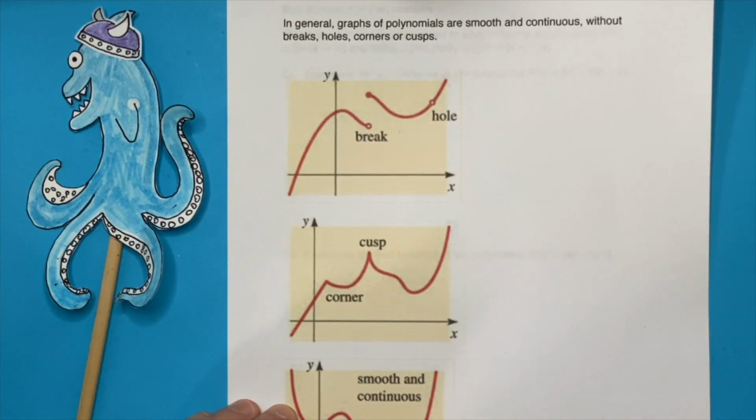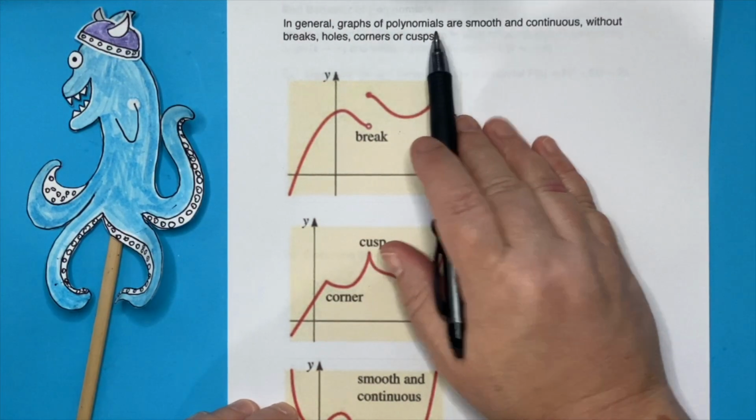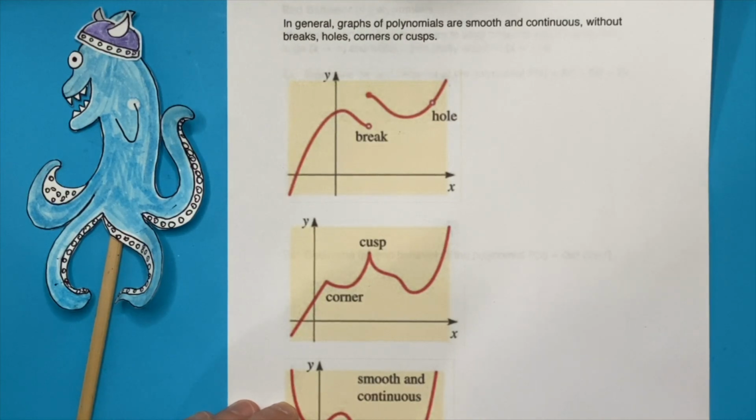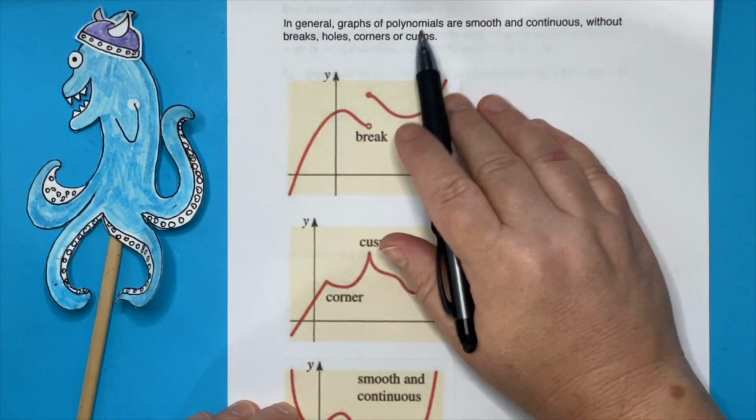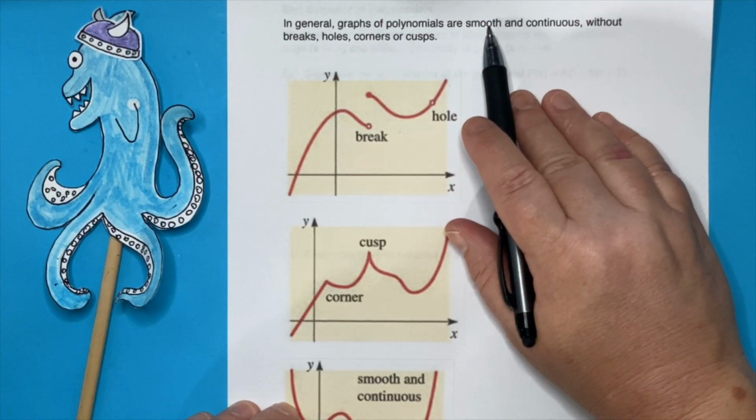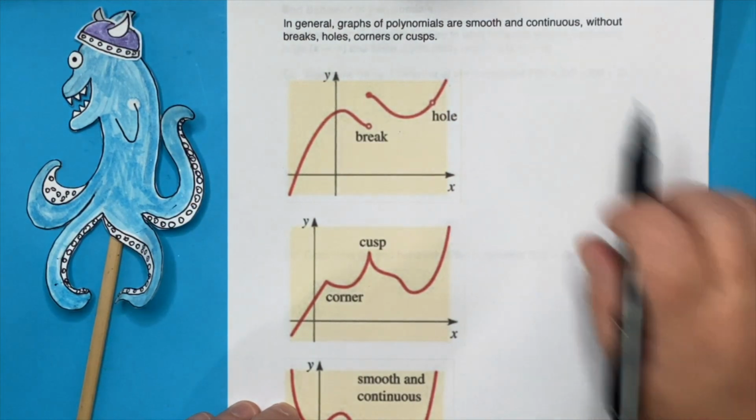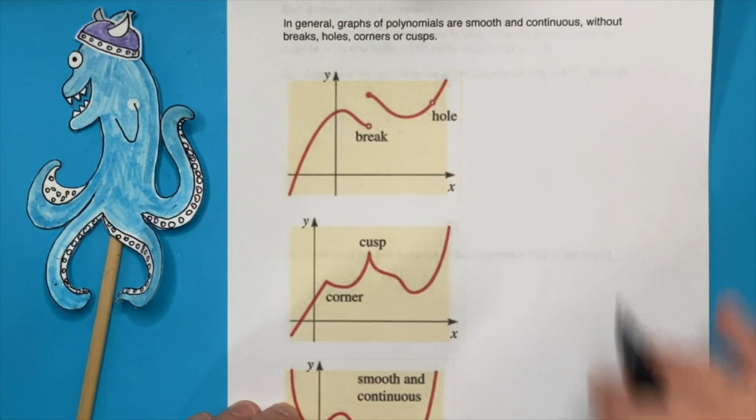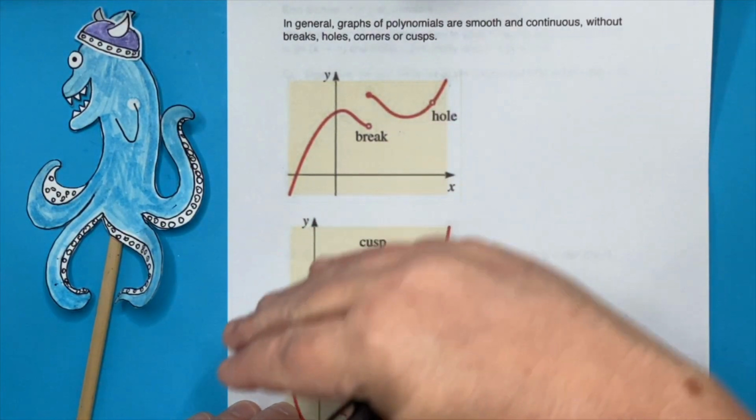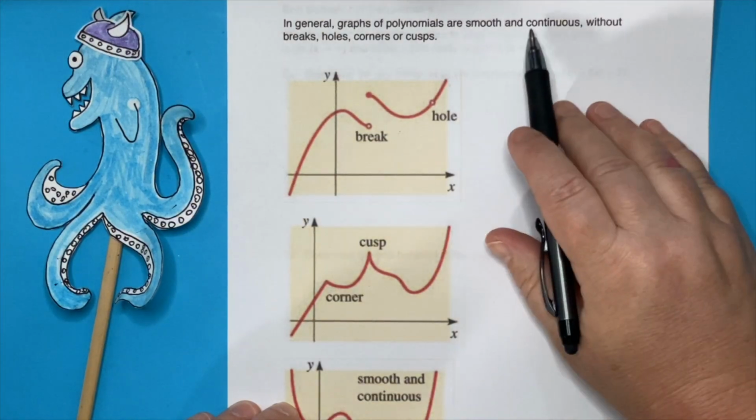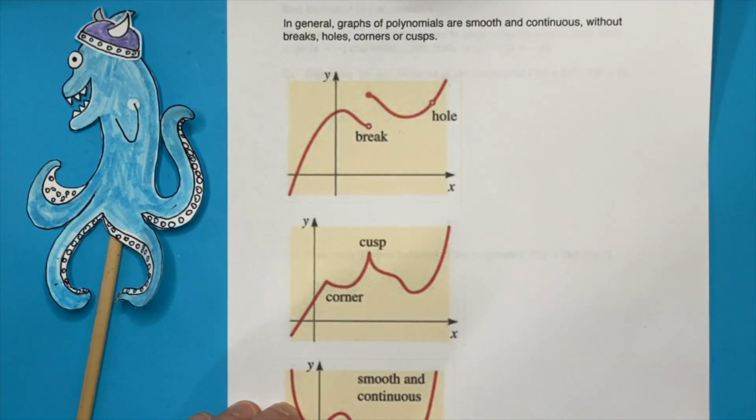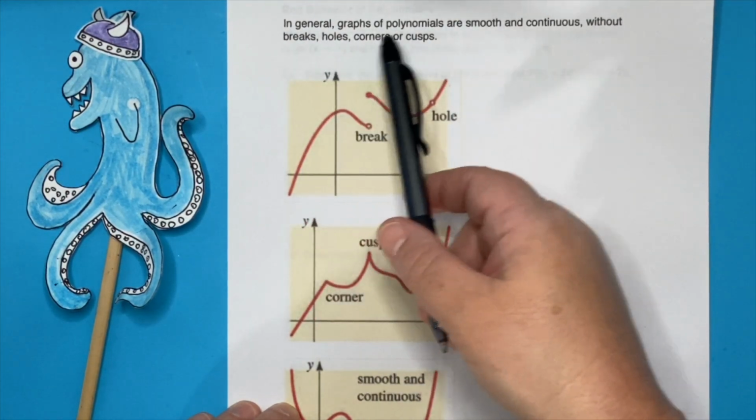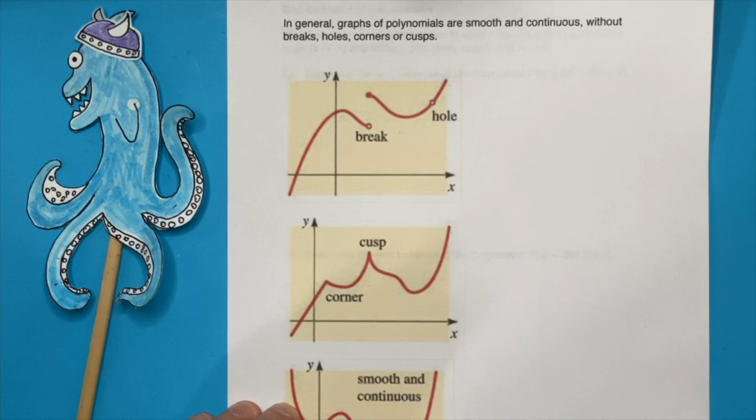So the book asserts, and I will assert, that the reason that we're studying polynomials is that their graphs are really nice. The graphs of polynomials are smooth and continuous. So smooth means it's not jaggedy. It doesn't suddenly surge up and surge down. It moves in a smooth curve. Continuous means that there are not any sudden jumps or breaks. So we actually in math have names for these various things. So the book says without breaks, holes, corners, or cusps. And I wanted to show you what that looks like.